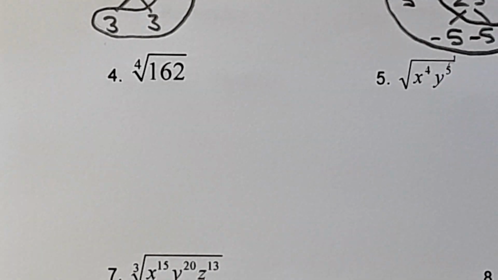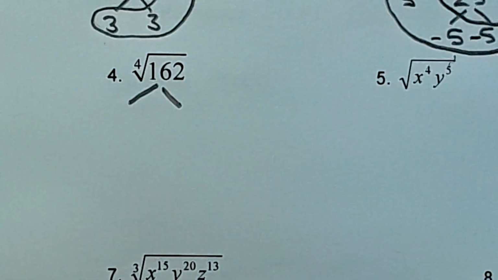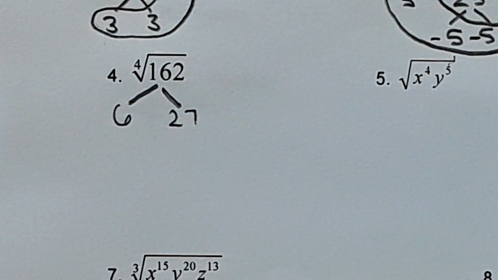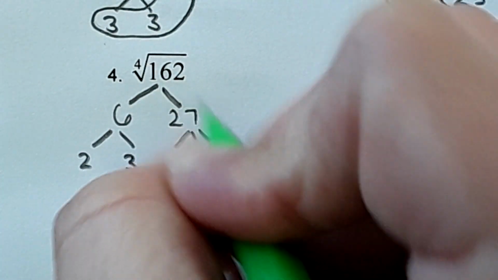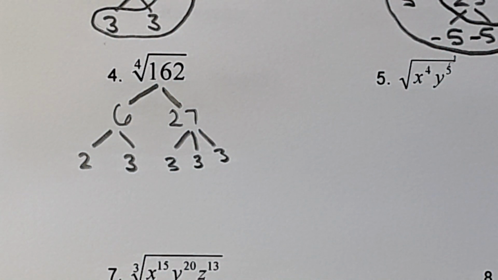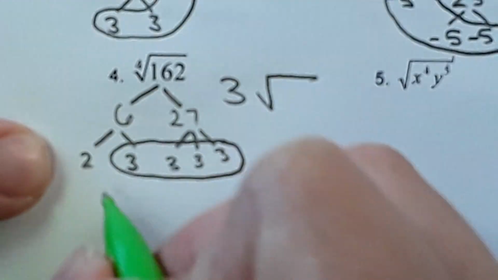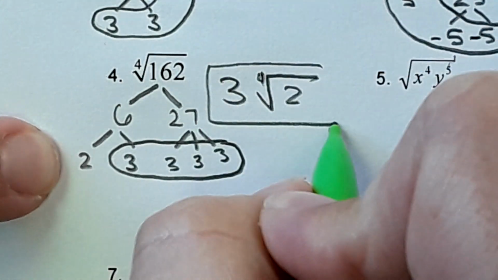Now we're doing fourth root. We're going to do the same process, but we're looking for 4 of a kind that we can take out. So 2 factors here. You could name anything. 6 and 27 is what was on the answer key, so we'll go with it. Then break up 6. At this point, I know 27 breaks up into 3, 3, 3, so I'm just going to write it like that. And we're looking for 4 of a kind, and there's 4 3s, so we can take out a 3. And then this just stays inside. Label it 4th root to be official. We're done.